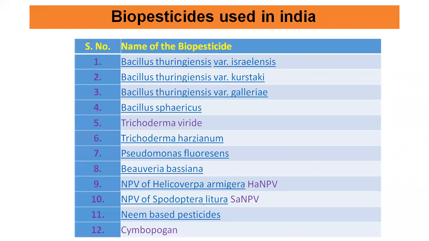So some of these pesticides are registered and used to minimize pests and control various diseases, like Bacillus thuringiensis israelensis, kurstaki, galleriae, Bacillus sphaericus, Trichoderma viride, Trichoderma harzianum, Pseudomonas fluorescens, Beauveria bassiana, NPV of Helicoverpa armigera, NPV of Spodoptera litura, neem-based pesticide, and Cymbopogon. These are the 12 types of pesticide used in India till date. So this is some information related to pesticide.